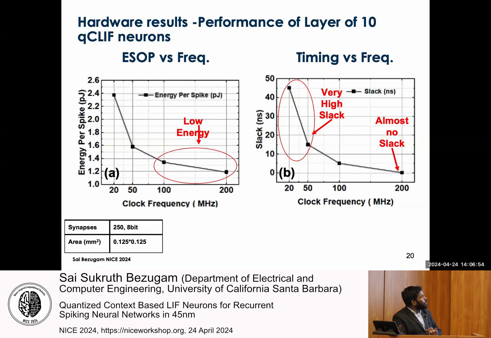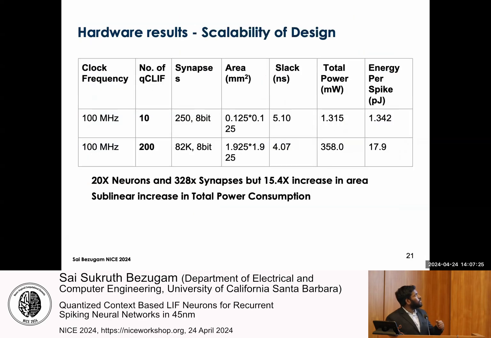We tried to estimate which clock frequency would be better, and we tried it at different clock frequencies and identified that at a higher clock frequency it takes less energy, and at a lower frequency it takes more slack. So we decided it would be something like 100 megahertz. The area for 10 QCLIF neurons will be like 0.125 by 0.125 millimeters square.